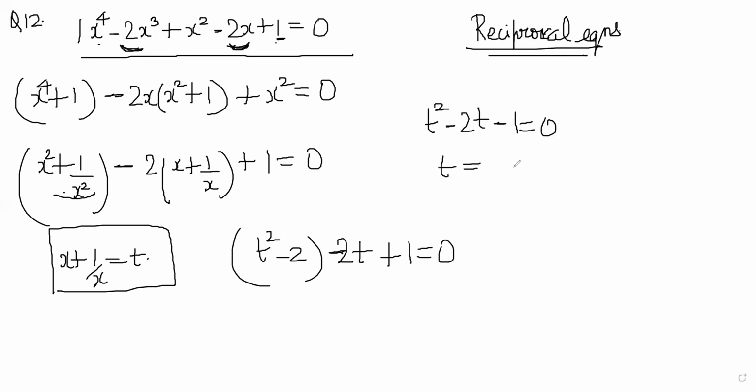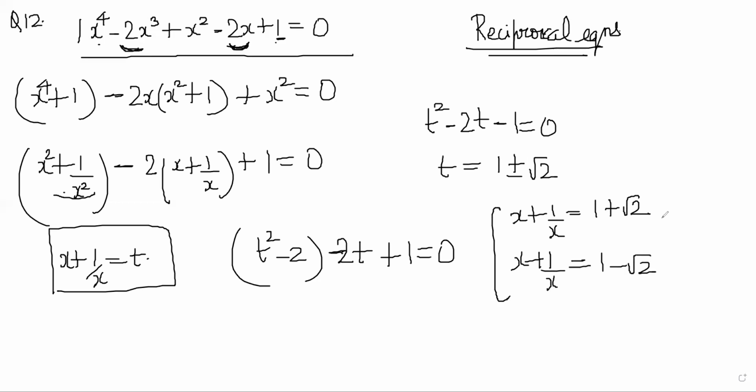And that will basically help you solve for t. So t^2 - 2t - 1 = 0. After solving the quadratic, you will get t = 1 ± root 2. Now, if it is 1 + root 2, then x + 1/x = 1 + root 2. And if it is 1 - root 2, then x + 1/x = 1 - root 2. You get another 2 sets of quadratics. So this will give 2 real roots, and this will give 2 complex roots. I will leave the rest of the calculations for you.